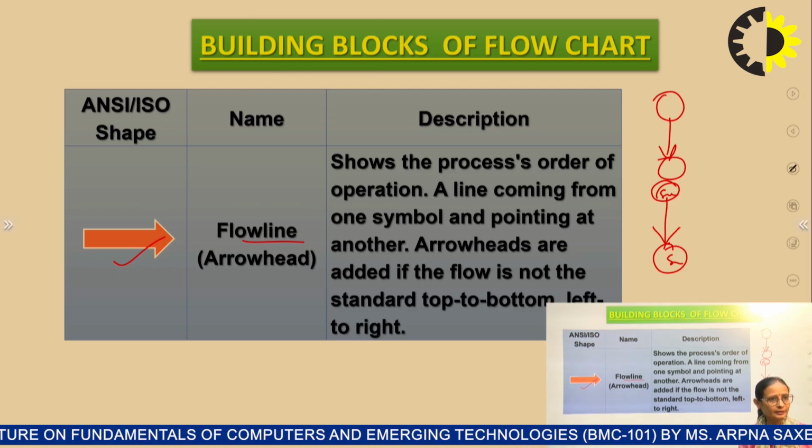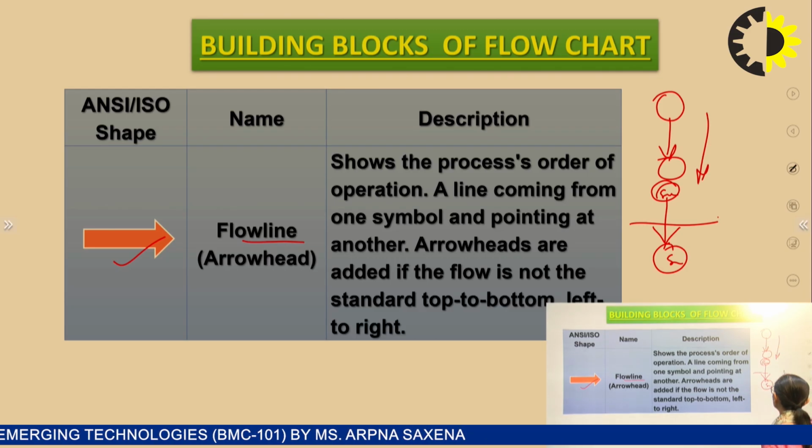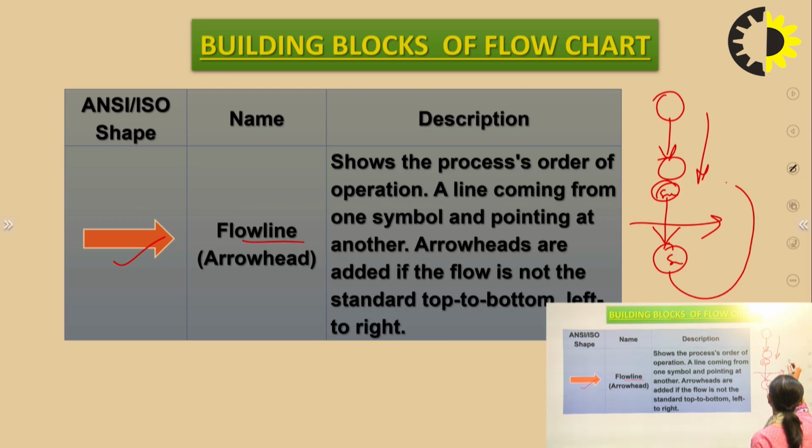Arrowheads are added if the flow is not the standard top to bottom and left to right, because generally the flow is in this direction, or left to right. But if my sequence changes, for example, if I am going back to this particular symbol, then I need to show the arrow.